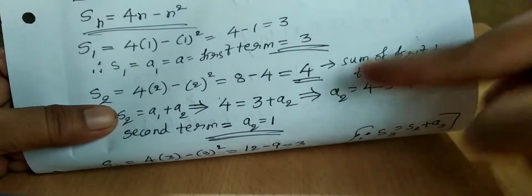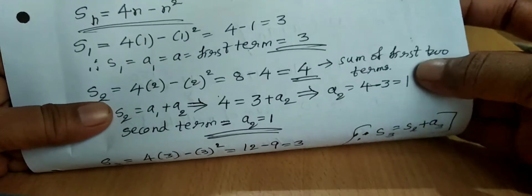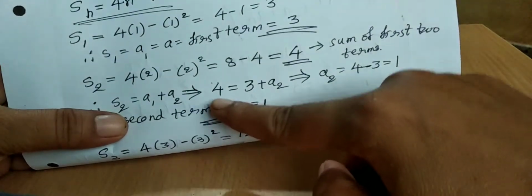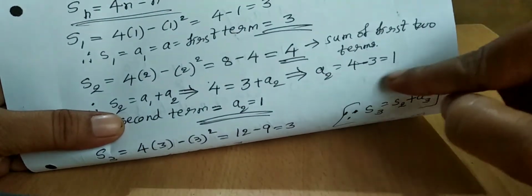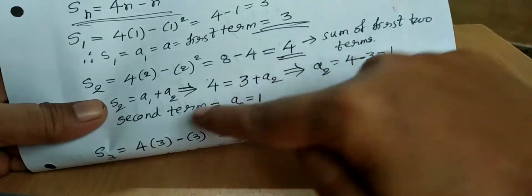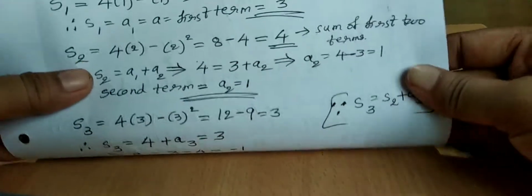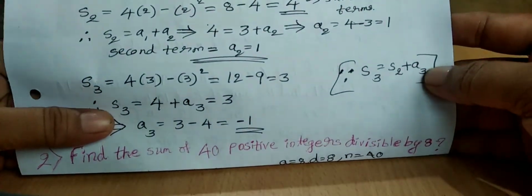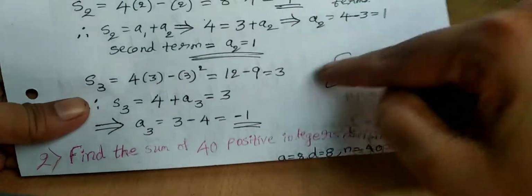S2 is 4 into 2 minus 2 square, 8 minus 4, that is 4. Sum of first two terms that we will get. That means A1 plus A2 value is S2. So, 4 we know as S2 and A1 we know as 3. So, 4 is equals to 3 plus A2. That means A2 value is 4 minus 3, that is 1. That means that second term A2 is 1. Like that way S3 is S2 plus A3. S4 is S3 plus A4. Like that we have to think of.